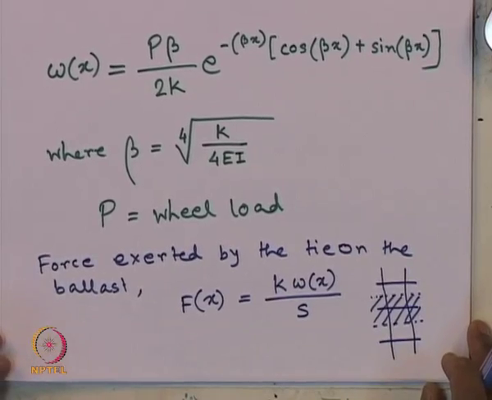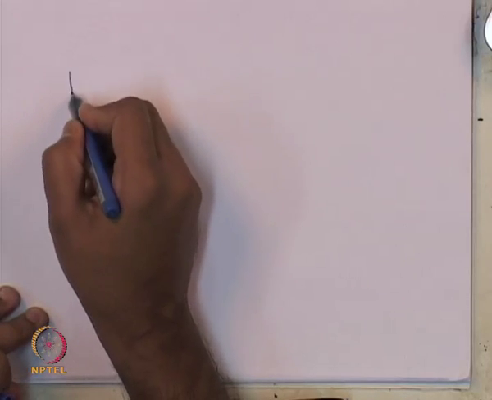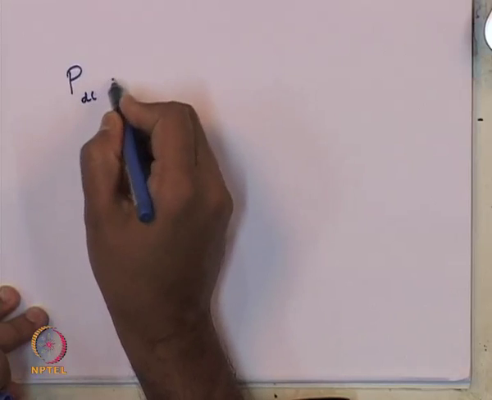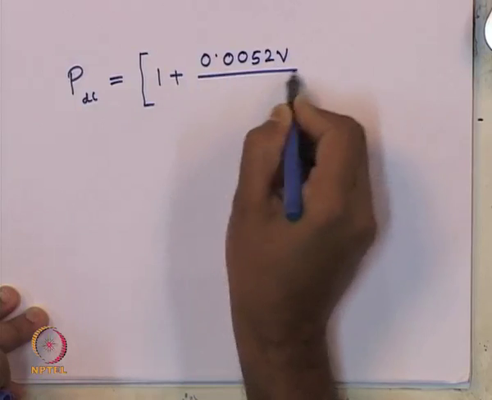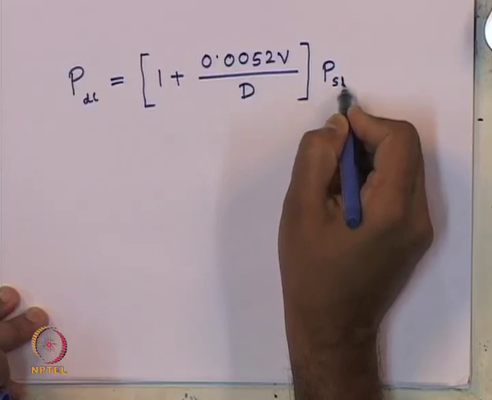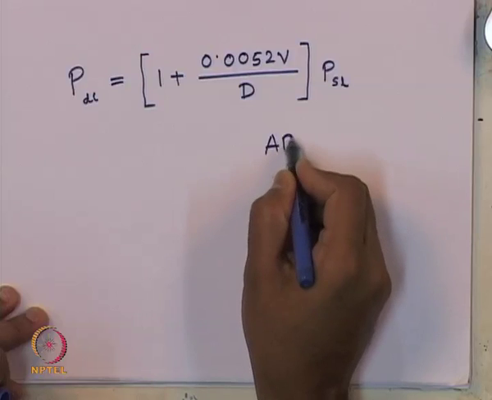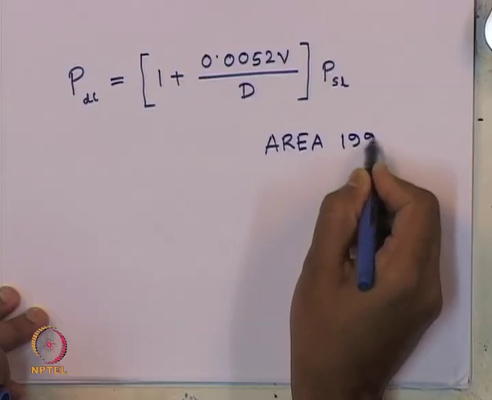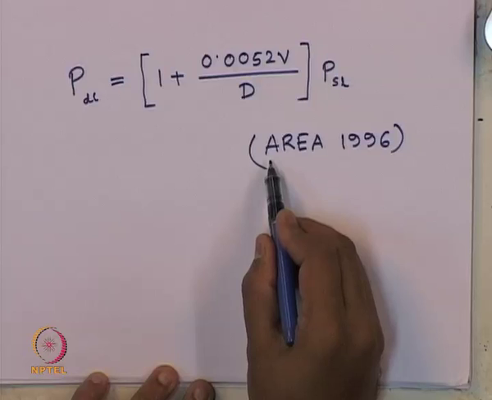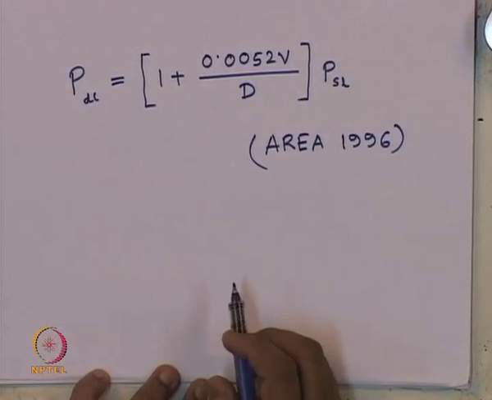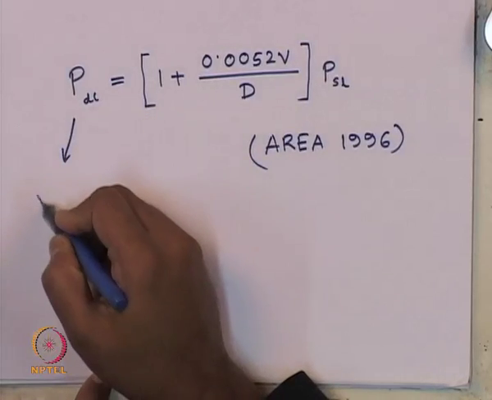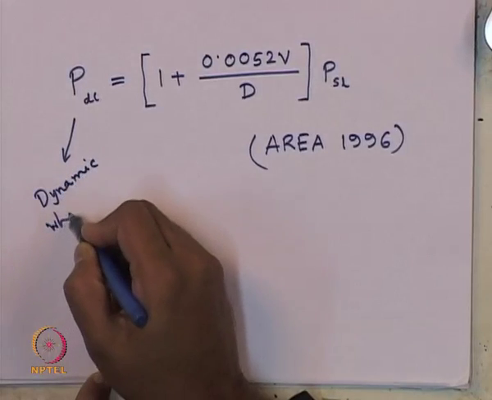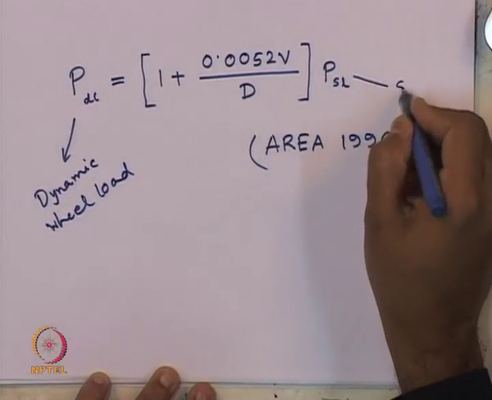Now, how to get the wheel load, because that is required to calculate the displacement. To get the value of the wheel load, the expression is P d L is nothing but 1 plus 0.0052 V by D, times P S L. This formula is given by AREA 1996. What is AREA? It is an abbreviation for American Railway Engineering Association. Their guideline gives this formula to calculate the dynamic wheel load. P d L is the dynamic wheel load, and P S L is the static wheel load.